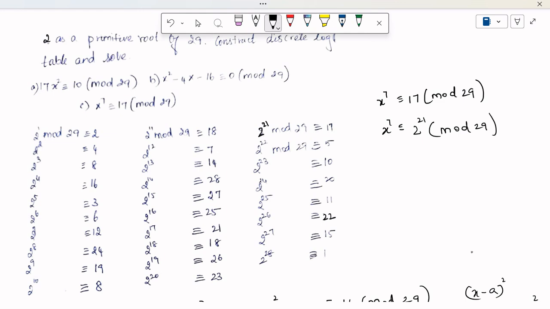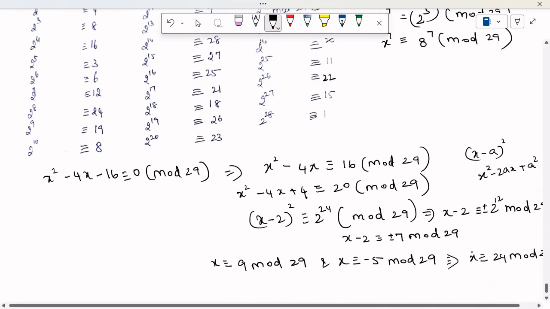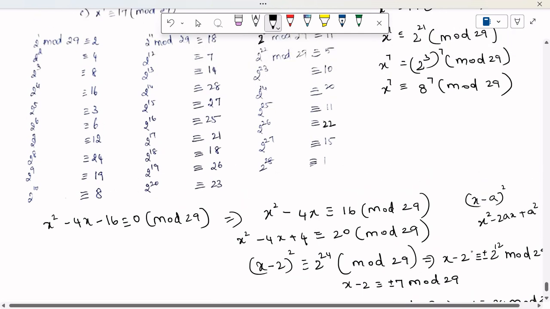Here 21 can be rewritten as 2^3 to the power of 7 mod 29. So here it is x^7 and here it is (2^3)^7. What is 2 to the power of 3? 8. So x^7 is equal to 8^7 mod 29. So here we have solved the equation, right? So x is 8.